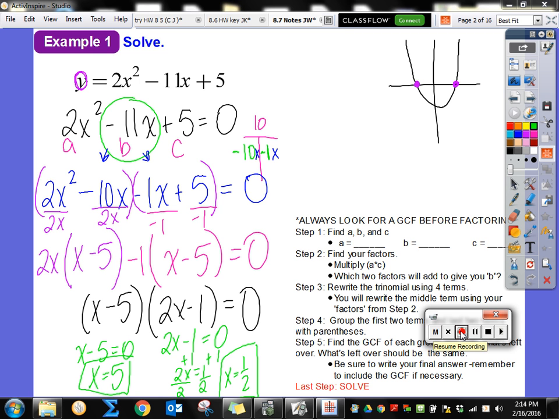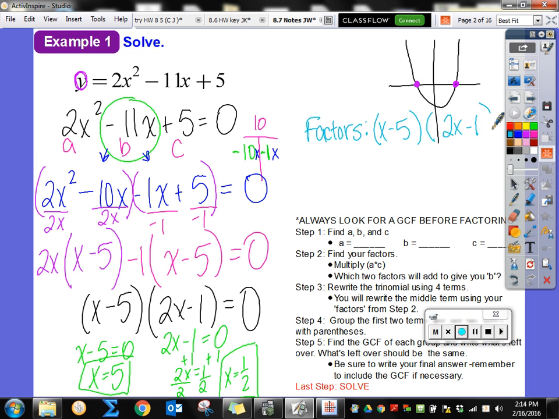Guys, the thing that people get confused the most is the solutions and the factors. So let's say that we only had to factor this, and I'm going to write this out just so that you have it in your notes. The factors of that problem are right here. They were x minus 5 times 2x minus 1. The solutions were x equals 5 and x equals 1/2.